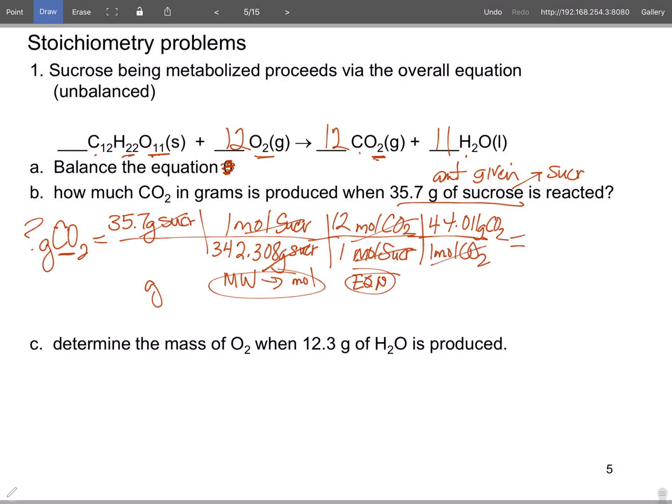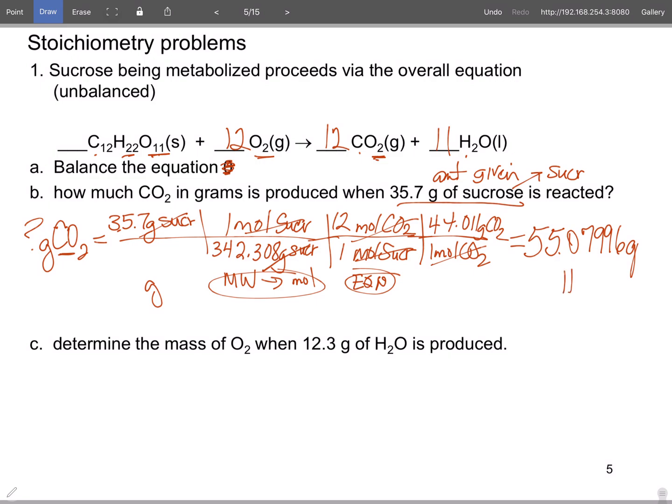Now, we would take 35.7 times 1 divided by 342.308 times 12 divided by 1 times 44.011 divided by 1. Do you have to multiply and divide by 1? No. But it's a good idea to do it mentally so that you know you've covered all your bases. So we end up with 55.07996 grams. Okay? So, looks good. That's our answer, right? Well, kind of.